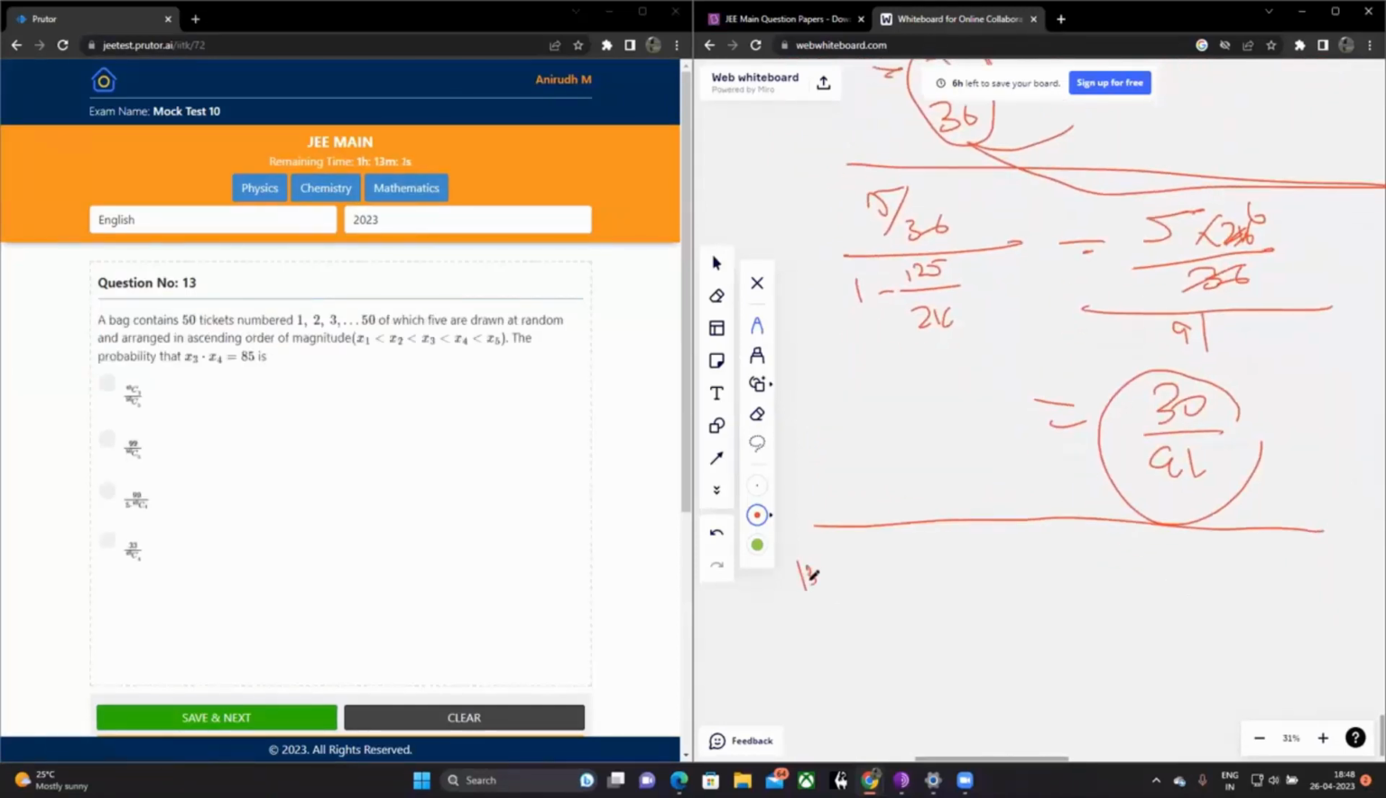Number 13, where you have a bag containing 50 tickets numbered 1, 2, 3 till 50, of which 5 are drawn at random and arranged in ascending order of magnitude. The probability that x3 into x4 is 85 is, right?